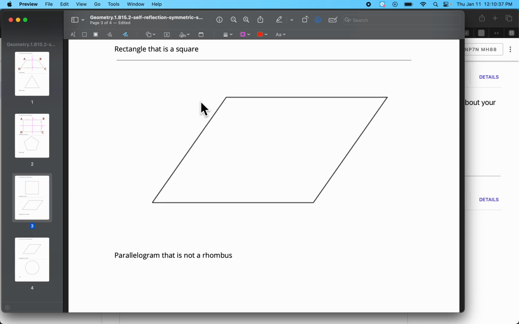Okay, next shape. Let's look at a parallelogram that is not a rhombus. If it is not a rhombus, that means that the sides are different lengths. So this side here is different than that side there in terms of length. Because it's a parallelogram, this side and that side are the same length, and this side and that side are the same length.